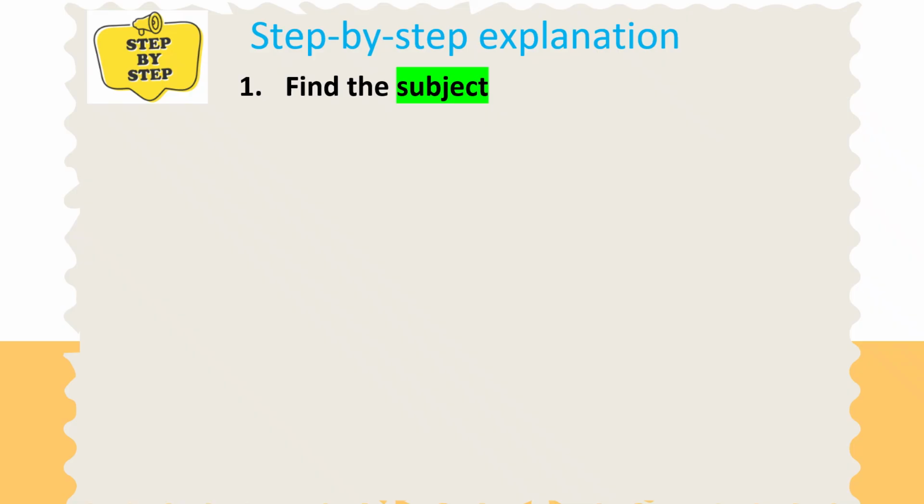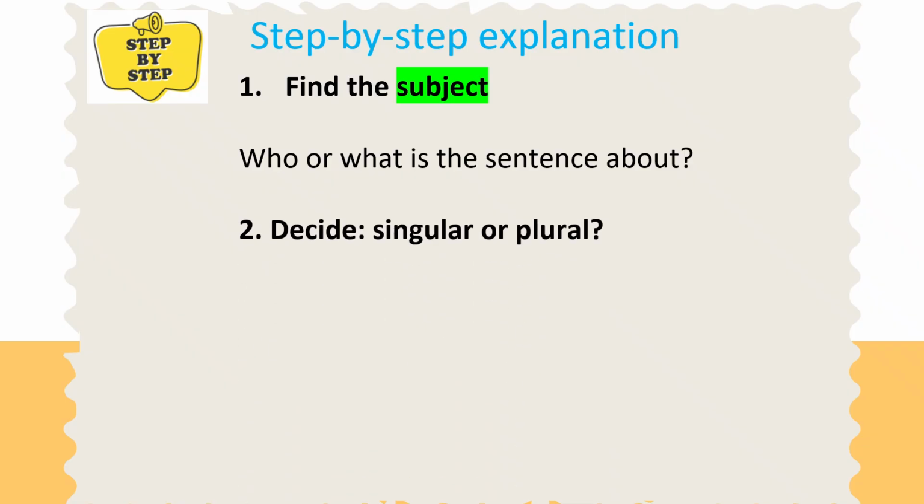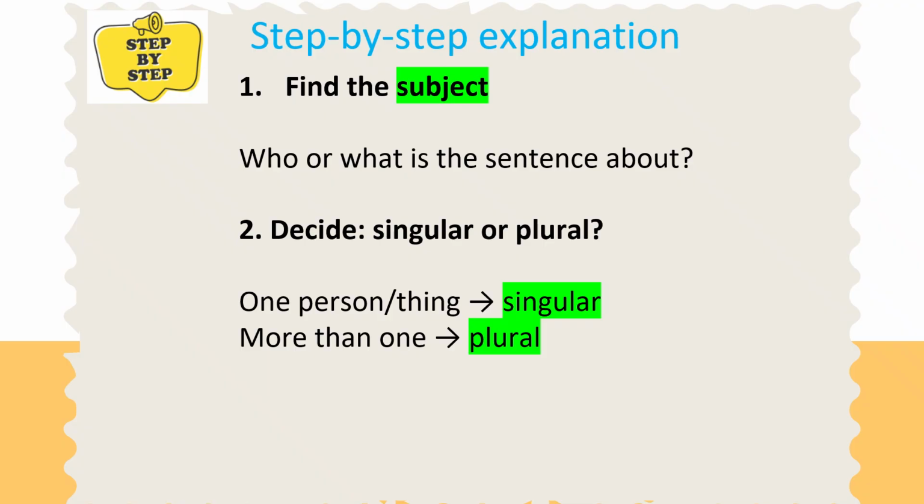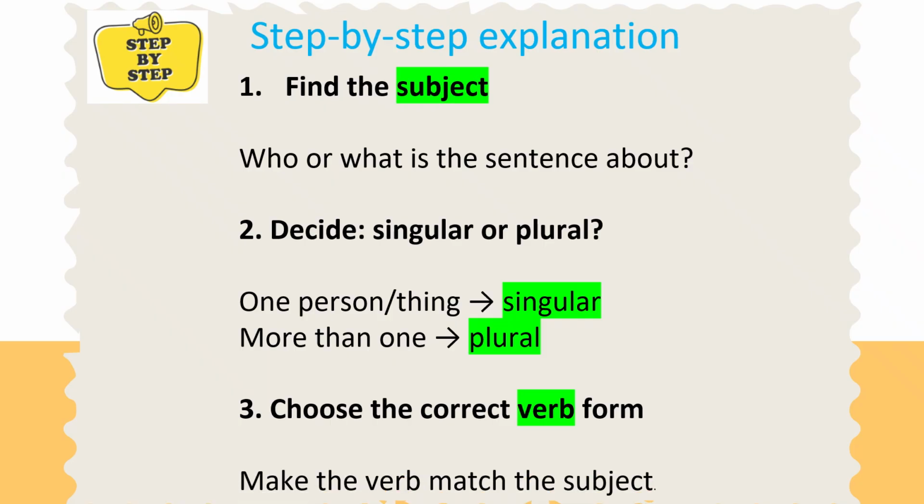Step 1. Find the subject of the sentence. Who or what is the sentence about? Second step. Decide if the subject is singular or plural. If the subject is one person or one thing, then it's singular. But if the subject is about more than one thing, then it's plural. The third step, choose the correct verb form. Make the verb match the subject.